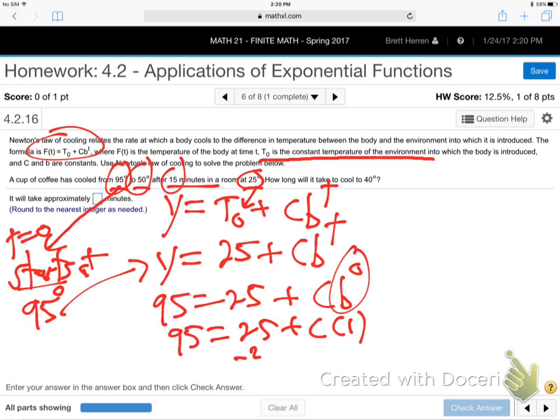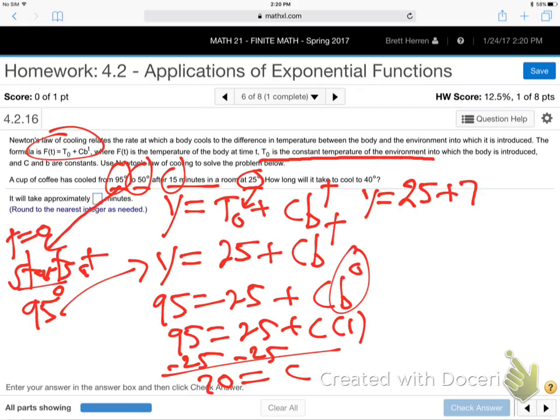So I can solve for C. Subtract 25. What's that? 70 is C. C times 1 is just C. C is 70. Got my hands on C. Let's go back to the formula. I've got 25 for the T0. Now I've got 70 for the C. All I've got left is to get B, and I'll have the formula and be able to answer the last question. So you see what I'm doing?